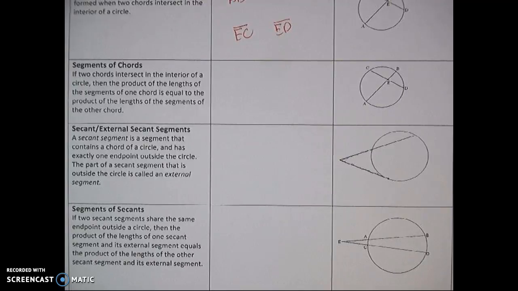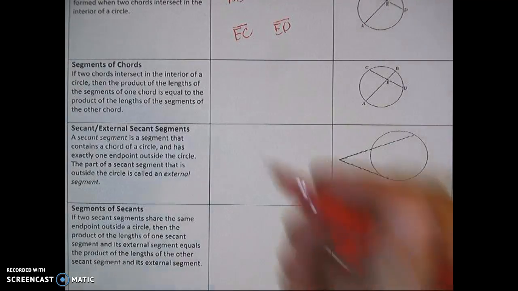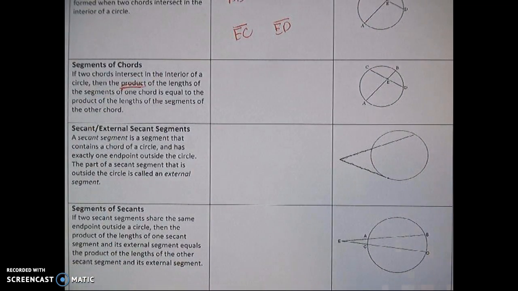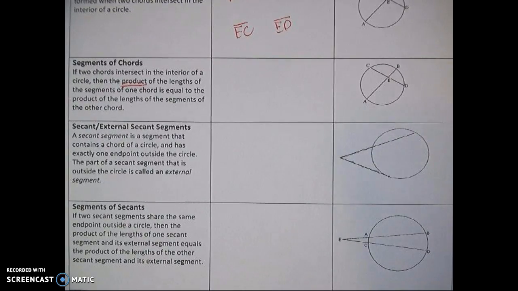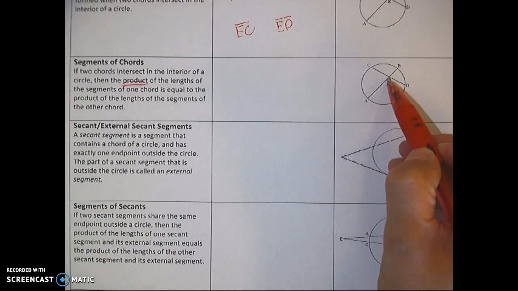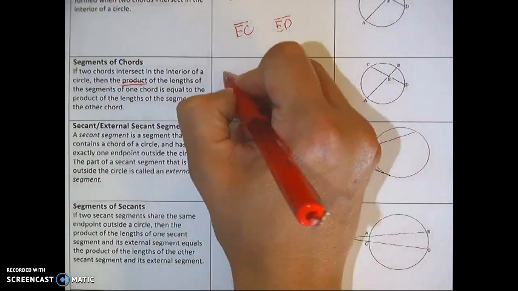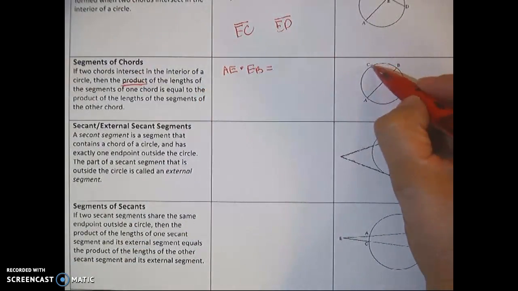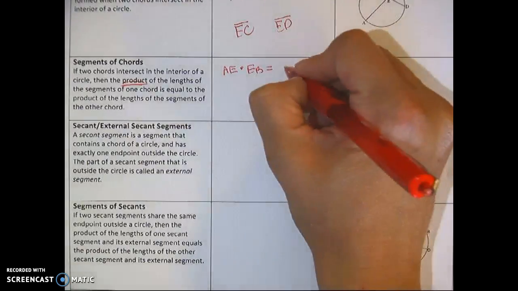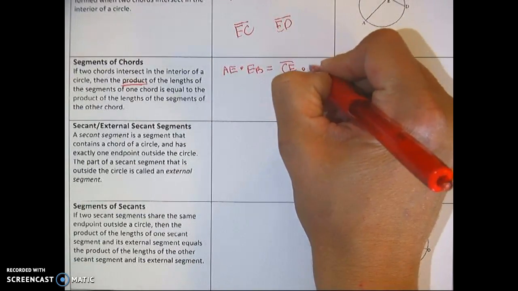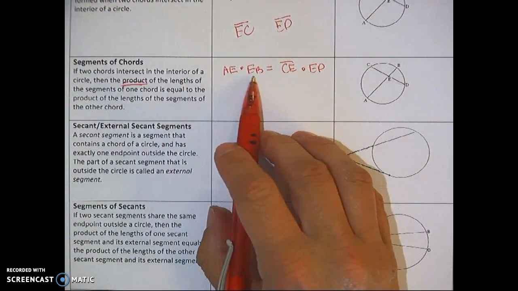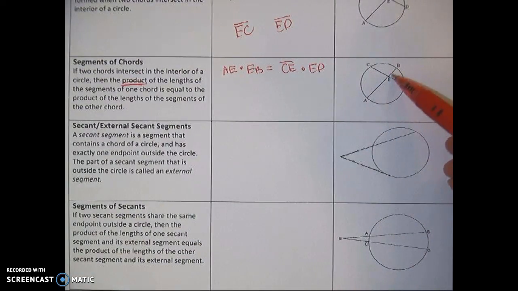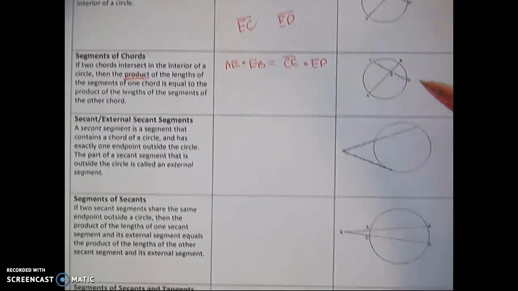When you have two chord segments that intersect in the interior of a circle, the product, that means multiply, of their segment lengths is equal to the product of the segment lengths of the other chord. What that basically means is if I take these two segment lengths, AE and EB, and multiply them together, AE times EB is going to equal the other two segments' product, CE times ED. So AE times EB, this segment times this segment, is going to equal CE times ED.